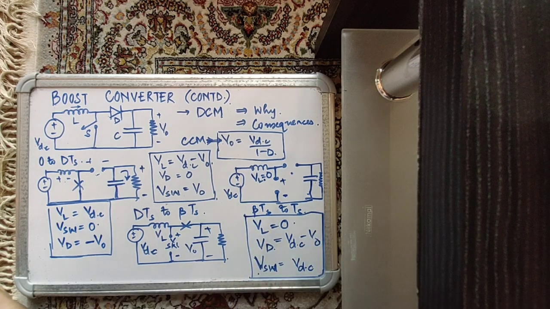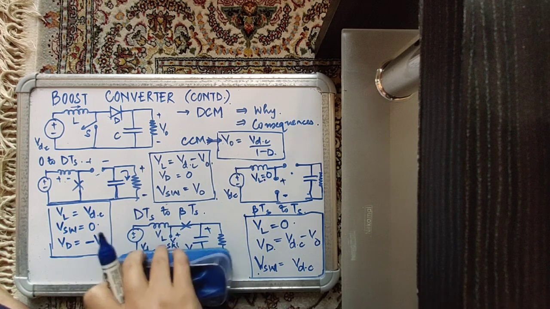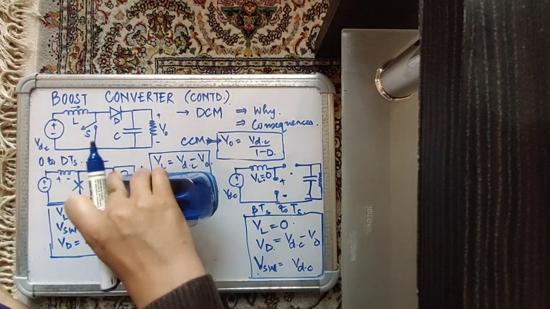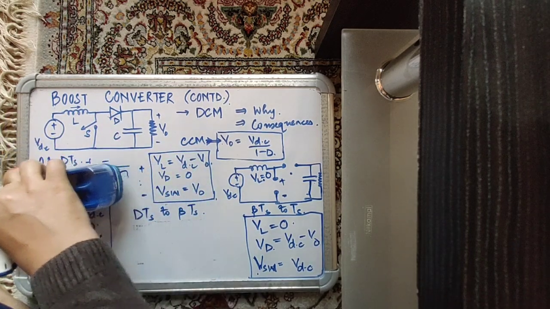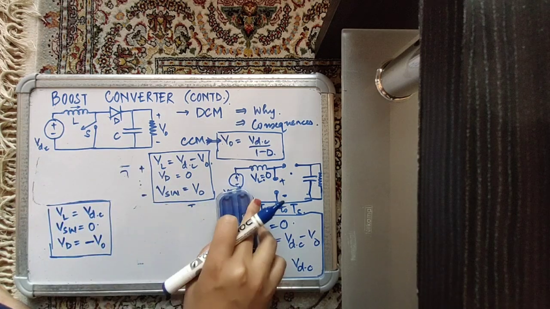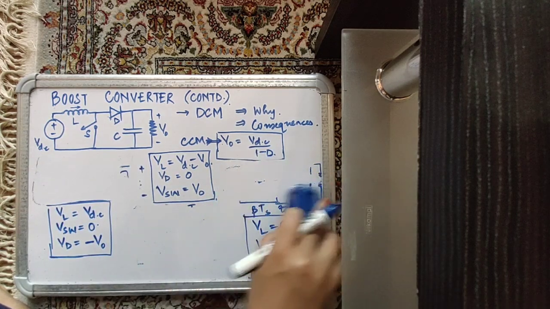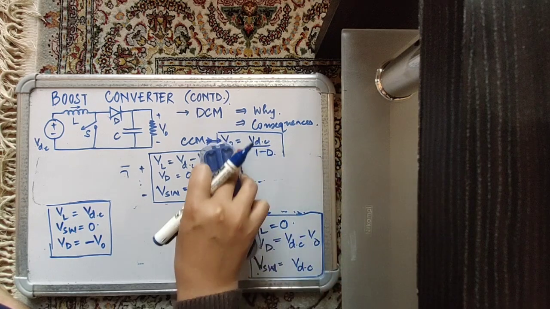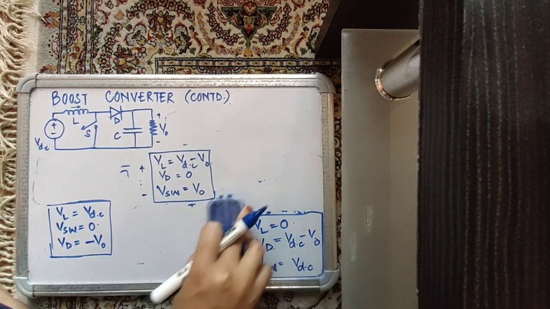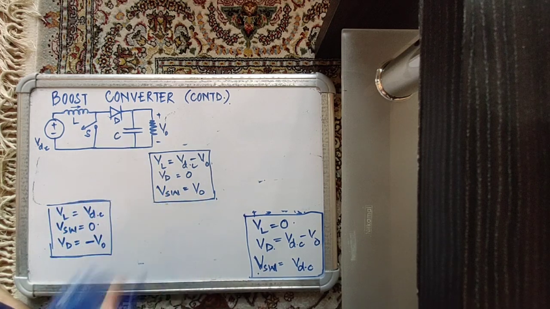If we quickly do the volt second balance, we will see that some changes happen in the output voltage of the converter. So these are the three intervals. Now let's try to do the volt second balance. This is the first interval, the second interval, and the third interval.